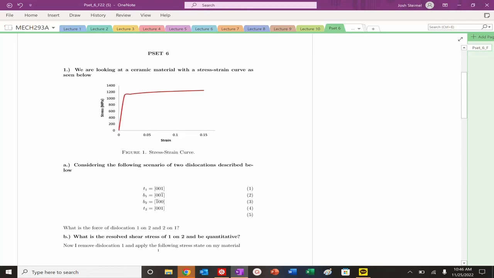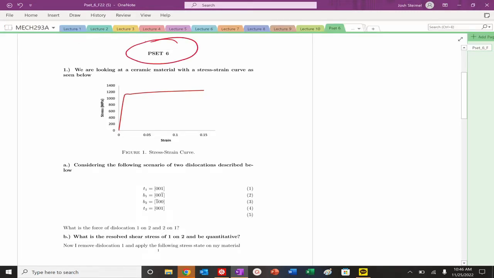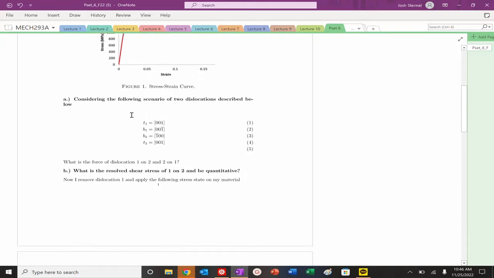And we are back, and we are going to get into our Pset 6 solution video. So let's go ahead and get started. So we're looking at a ceramic material. So I know my Young's modulus is 300 gigapascals, stress-strain curve below. Consider the following scenario of two dislocations described below.